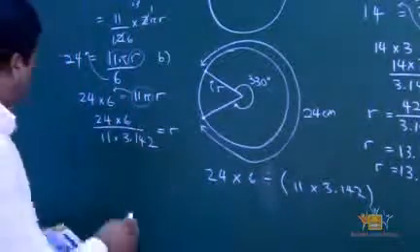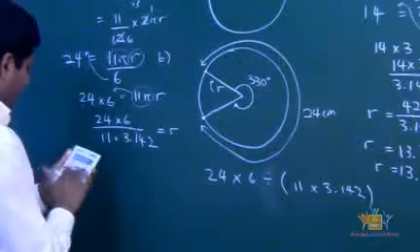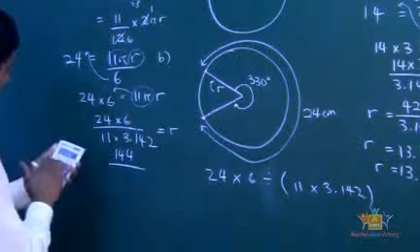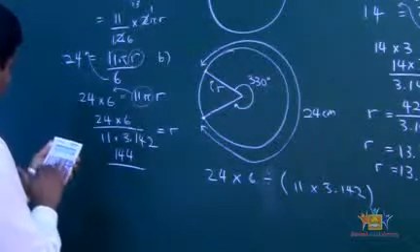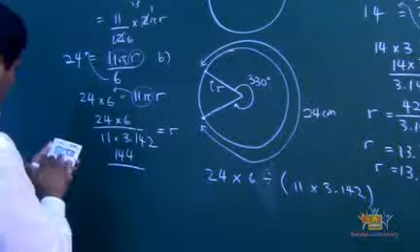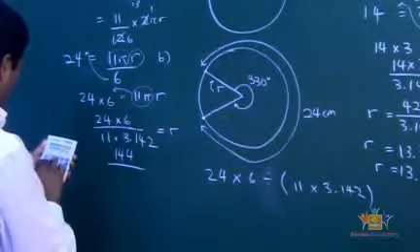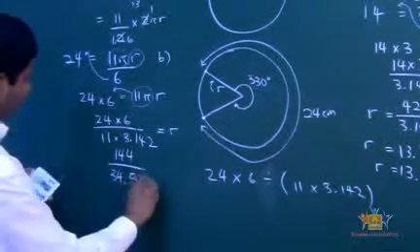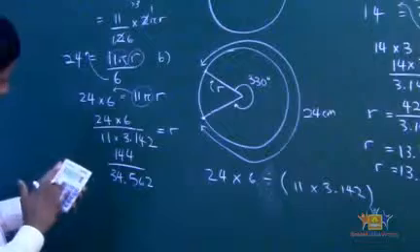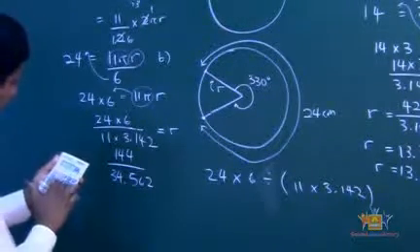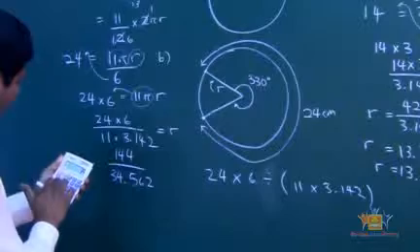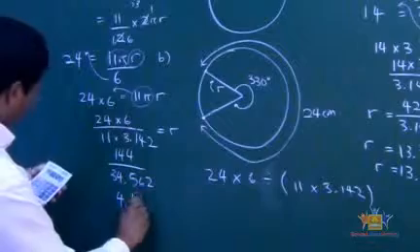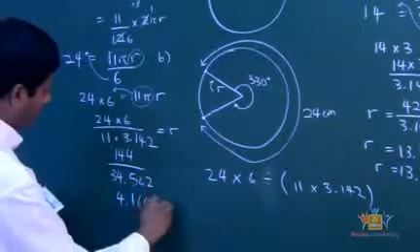Now with the basic calculator, we have to take 24 times 6, so that gives me 144 over. Now I'm going to take this one, 11 times 3.142. Okay, so 11 times 3.142 gives me 34.562. So now I clear it, I take 144 divided by 34.562, that gives me 4.1664. Okay, and that's the radius.